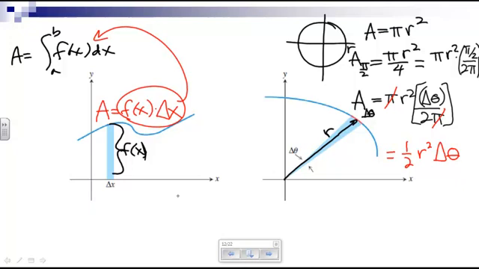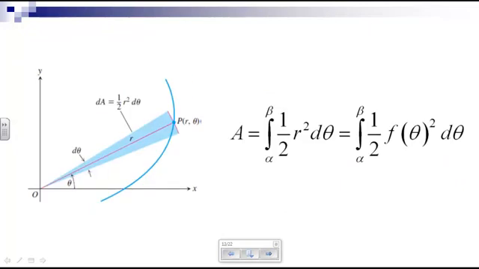If the area of a sector that's delta theta wide is 1/2 r squared delta theta, because as the slices get thinner and thinner, the big delta becomes a d theta, that's what we end up with. The area inside of a polar curve is the integral of 1/2 r squared d theta.